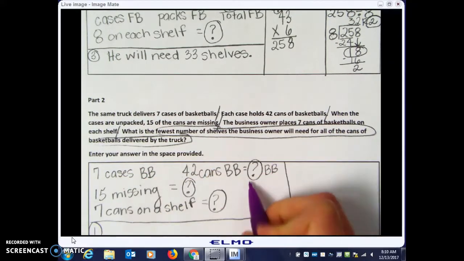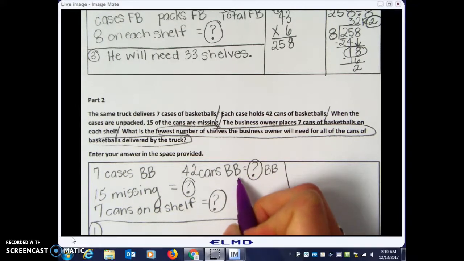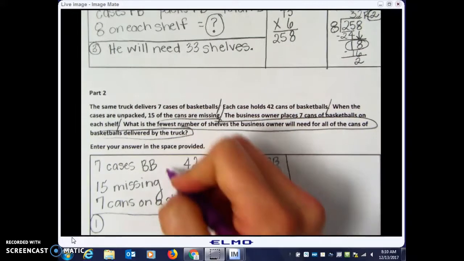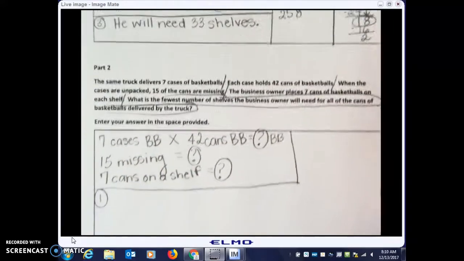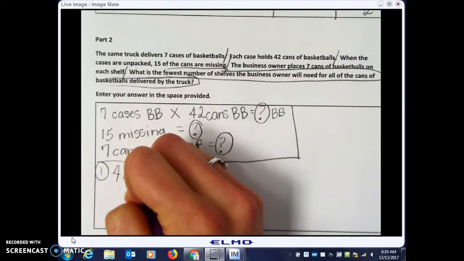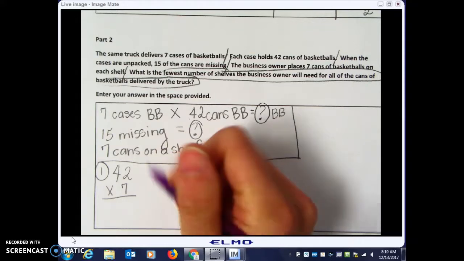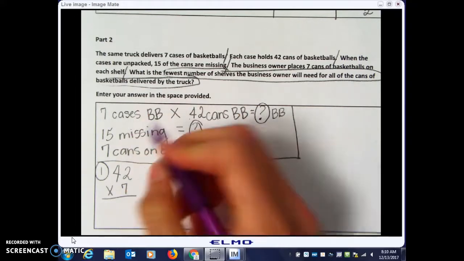So let's start off with step number 1. I need to start off by finding the total amount of basketballs. What do you think I'm going to do? Excellent. I'm going to multiply to figure out the total. So I'm going to do 42 cans times 7 cases. Go ahead and work that and then unpause the video to see if you got it correct.